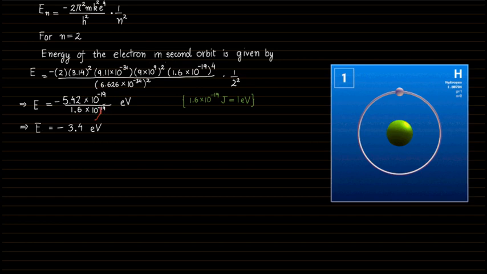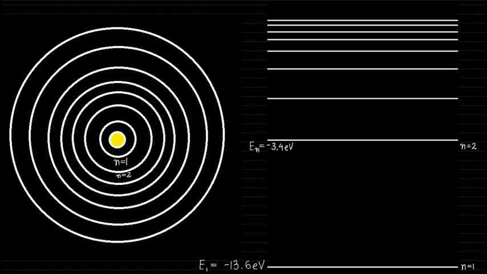Now why are we dividing this by 1.6 times 10 to the power minus 19? So that we can convert our joules to electron volts. To convert it into electron volts, we divide by 1.6 times 10 to the power minus 19. When you divide, you will get the energy of the second orbit. So the energy of the n equals 2 orbit is minus 3.4 electron volts.